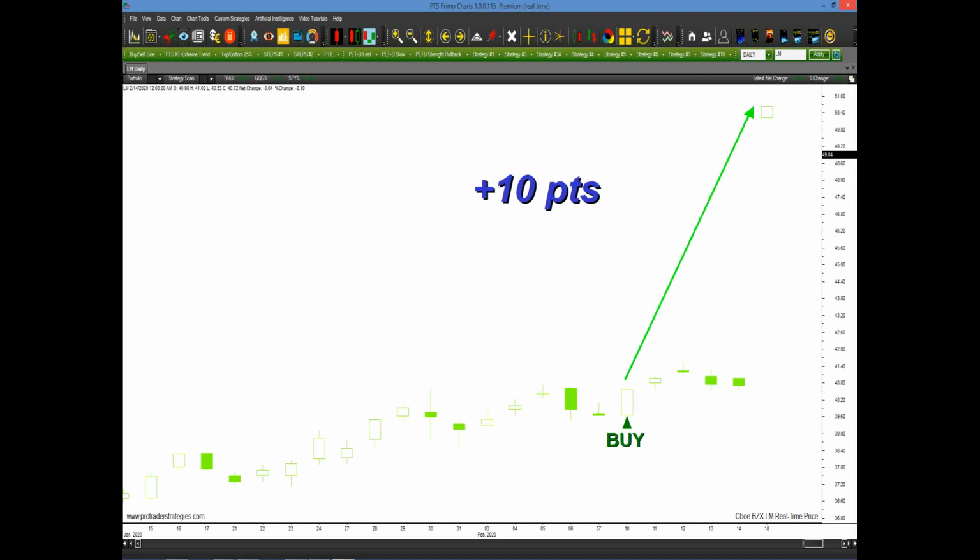As you can see, this is a perfect example. We never looked at or required any bit of fundamental information in our strategies. And how did we know it was going to go up? Well, we didn't know it was going to go up 10 points, but we knew it wanted to go up according to our rules and the PET D.